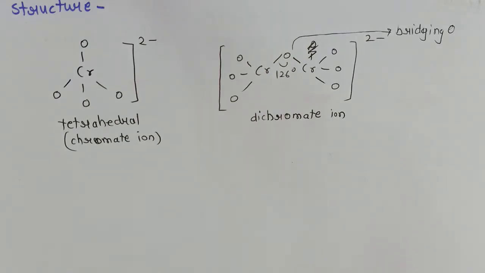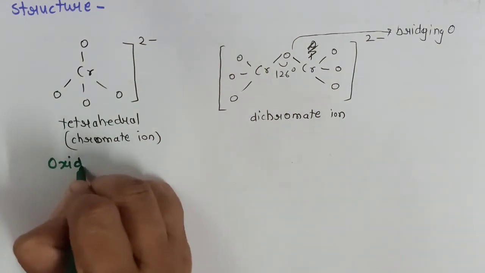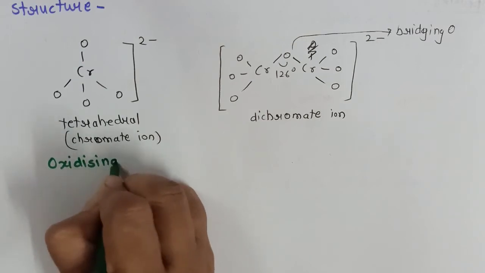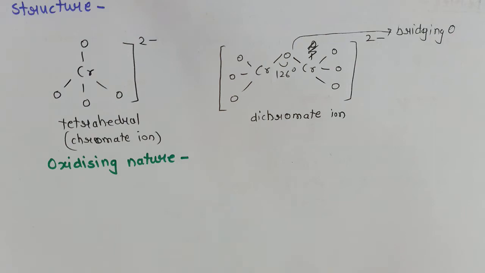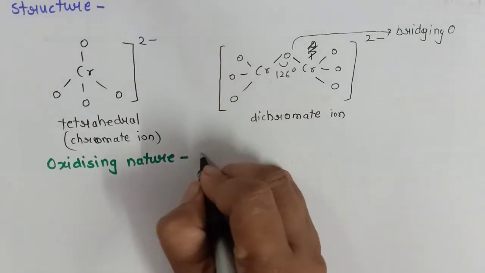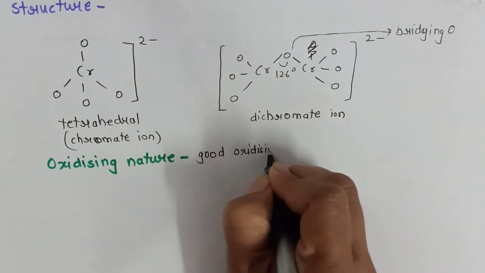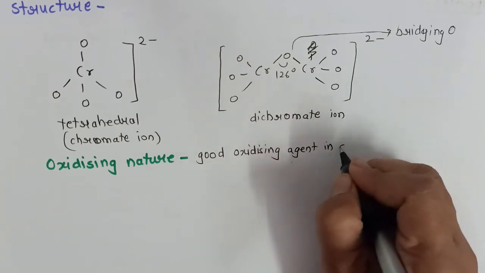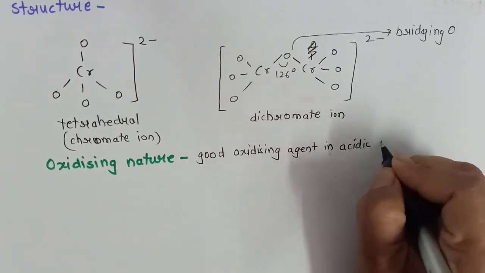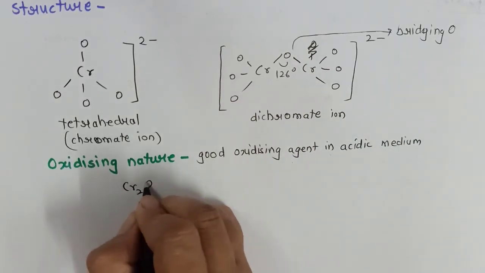Okay. Now we'll study the reactions of potassium dichromate. Just now we have seen that potassium dichromate is a strong oxidizing agent. So let us study the oxidizing nature of potassium dichromate. It is a good oxidizing agent in acidic medium, so all its reactions are carried out in acidic medium. What happens in acidic medium?